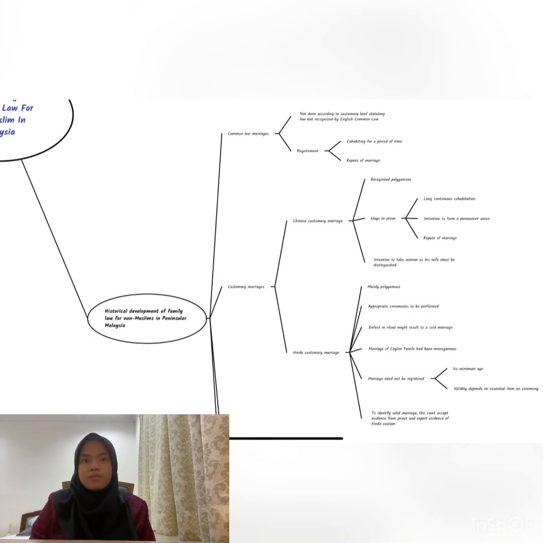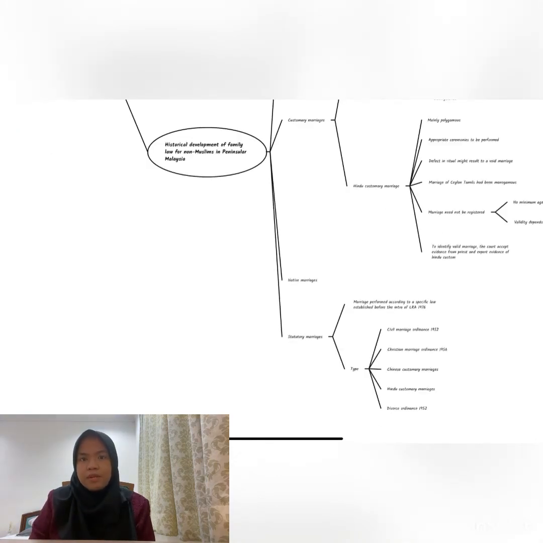Under Hindu customary marriage, the marriage is mainly polygamous. Appropriate ceremonies need to be performed as a defect in ritual might result in a void marriage. The marriage of Ceylon Tamils had been monogamous. In Hindu customary law, the marriage need not be registered because there is no minimum age and validity depends on essential items of the ceremony. In order to identify a valid marriage, the court accepts evidence from a priest and expert evidence of Hindu custom.